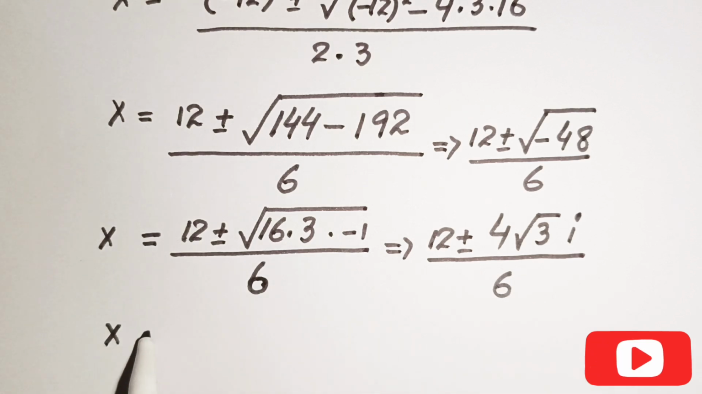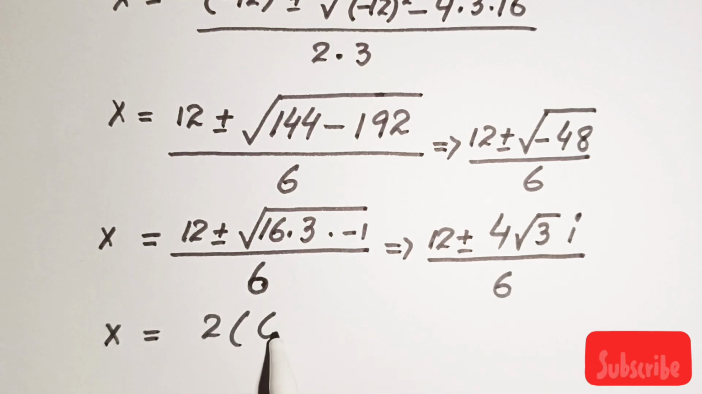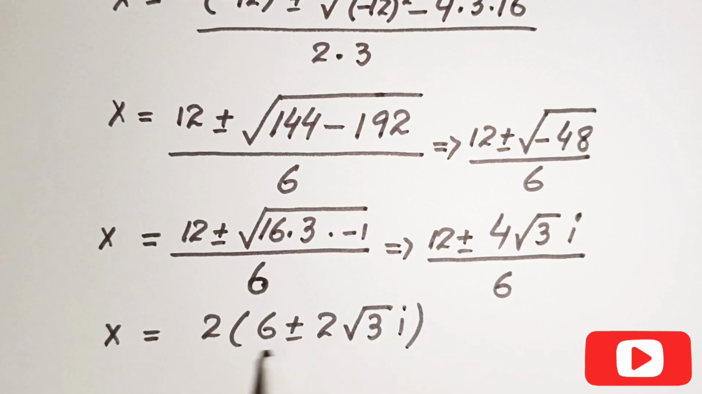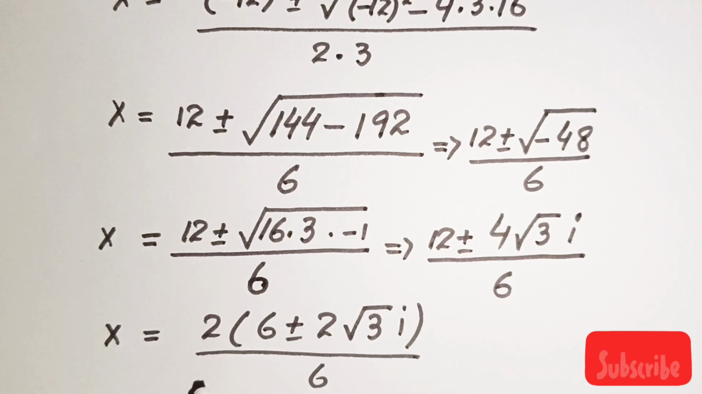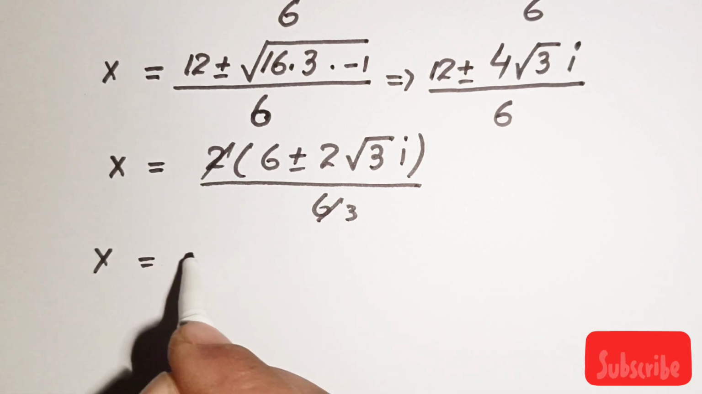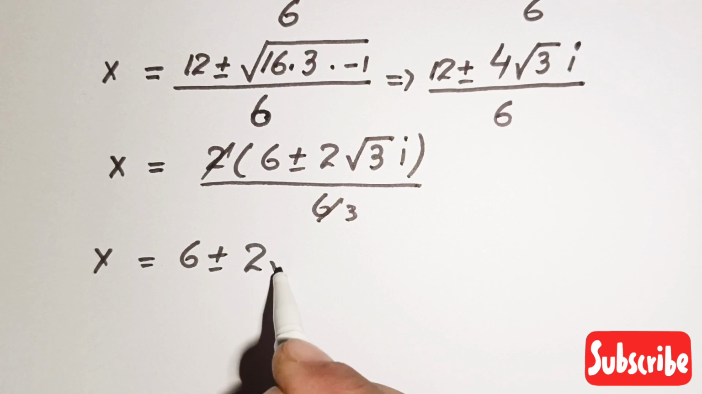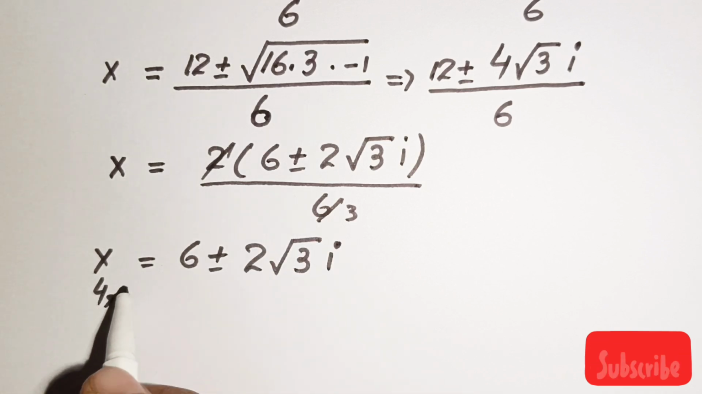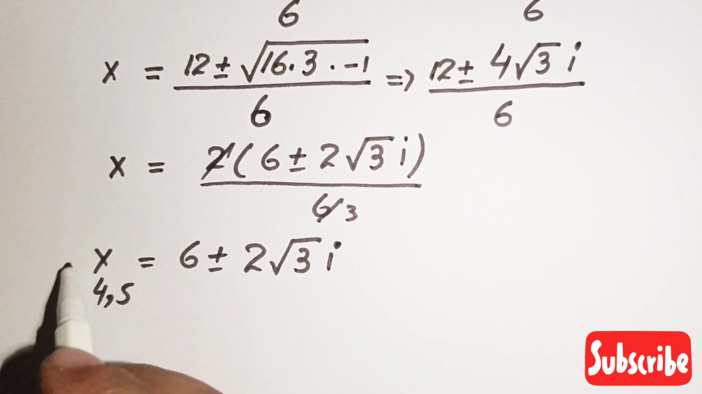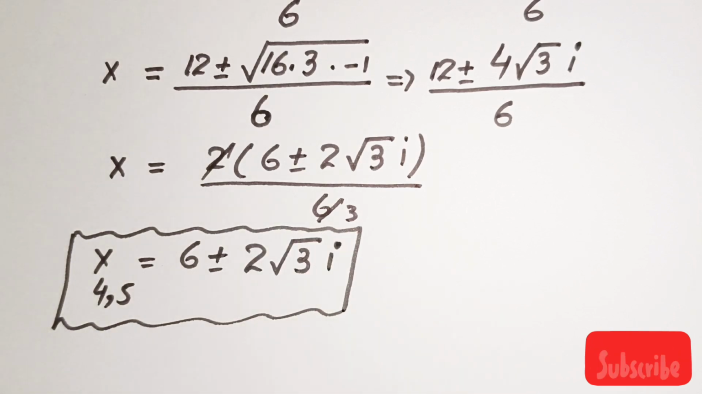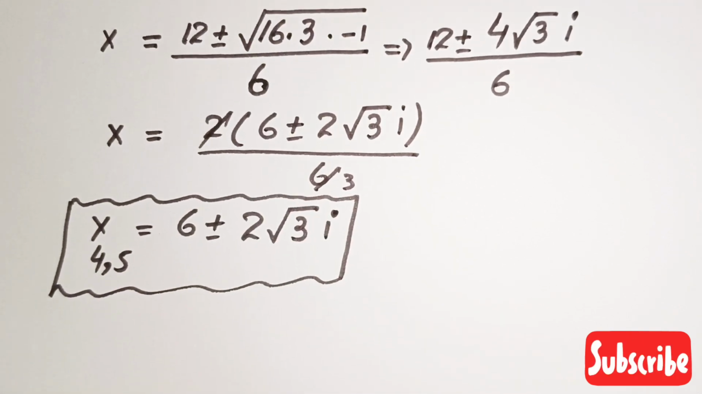Now if we just take 2 common, so we have 6 plus minus 2 times square root of 3 i all over 6. Here 2 ones are 2, 2 threes are 6, so we have x is equal to 6 plus minus 2 times square root of 3 i. So let's say it is x4 and x5. Now we have solved that 5 different solutions of x, which is our final answer.